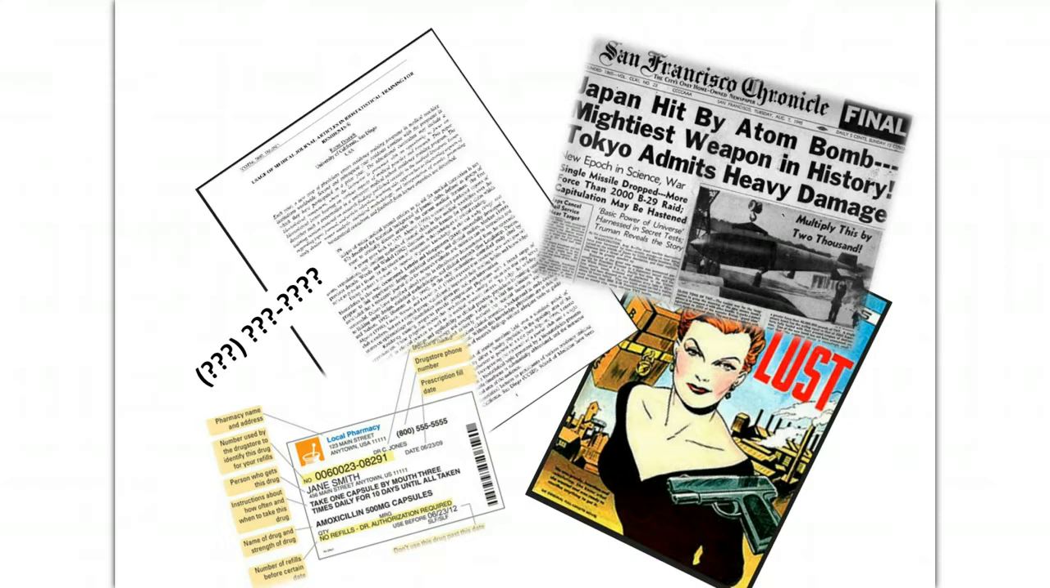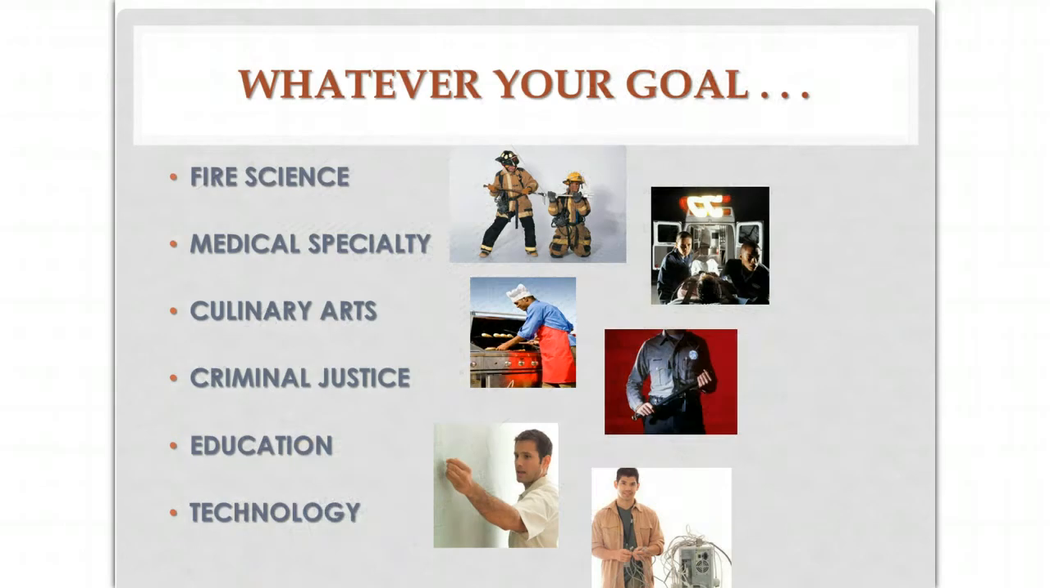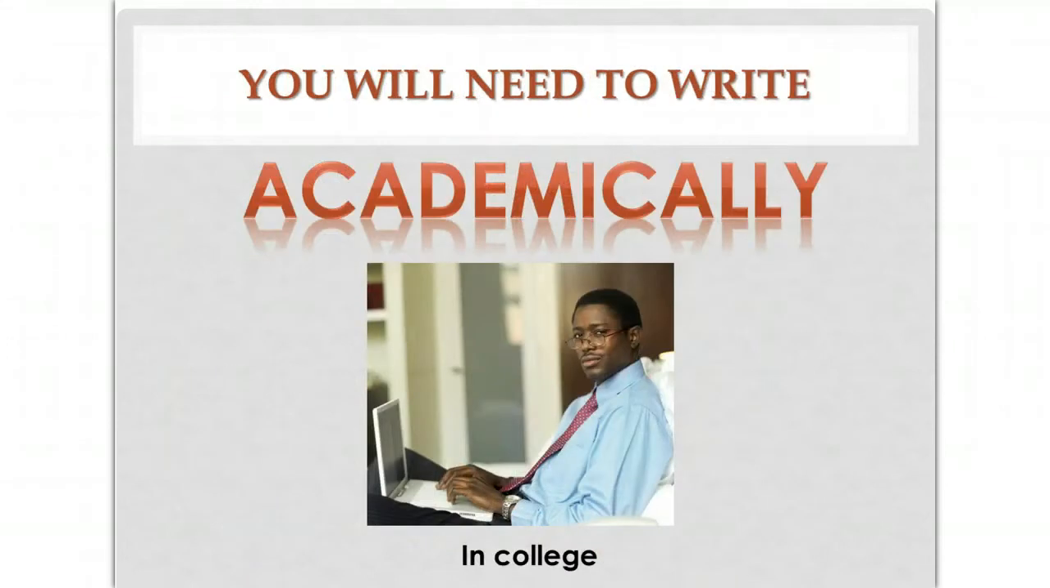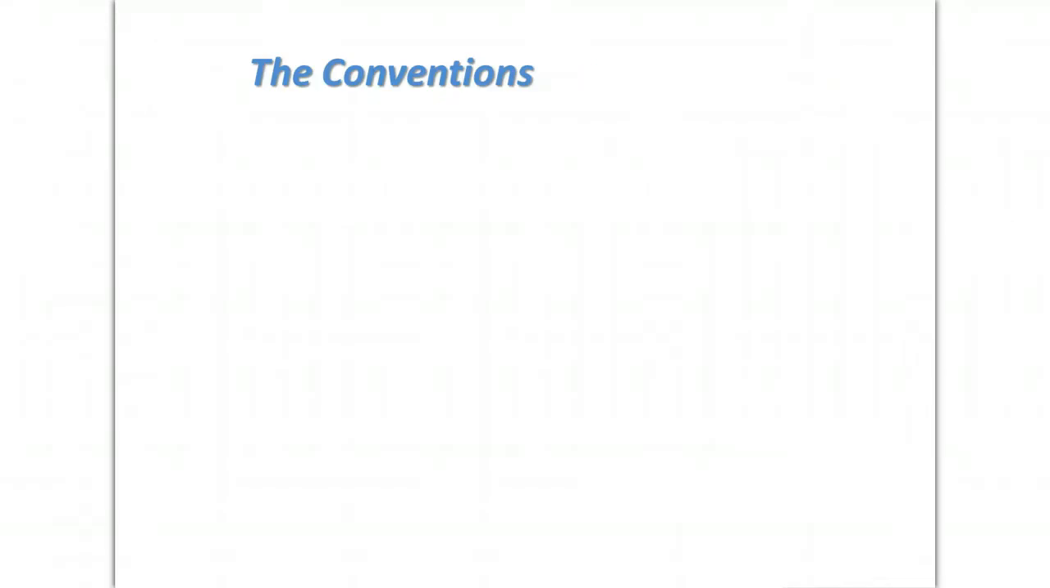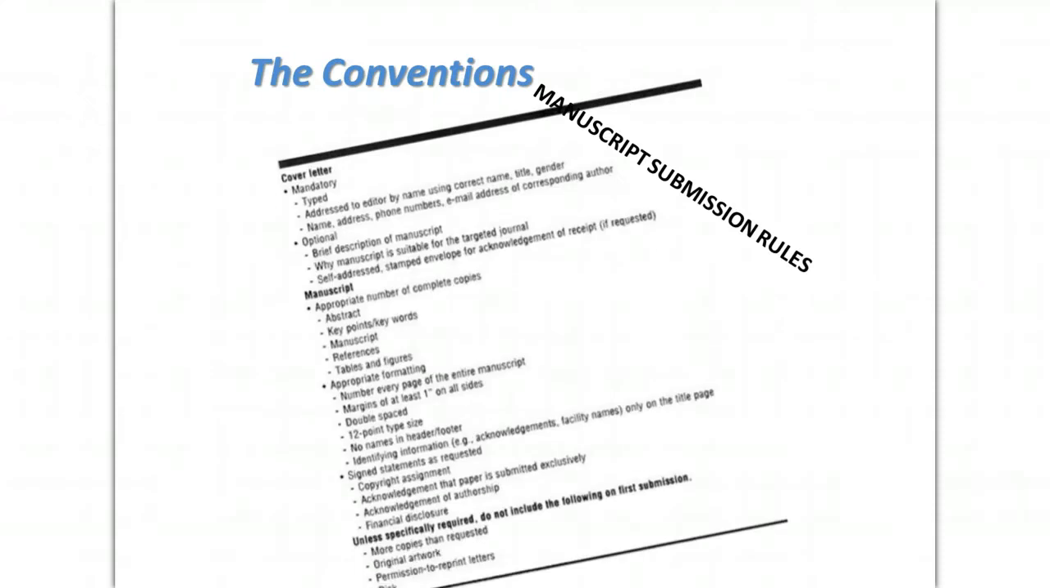Now this next one may not be so familiar to you, but this is what some journal articles look like when they're published in professional journals. And you'll get more familiar with those as we go on. Whatever your goal, you will need to write academically in college. And that means that you'll have to follow what we call the conventions of writing in the field that you pursue.